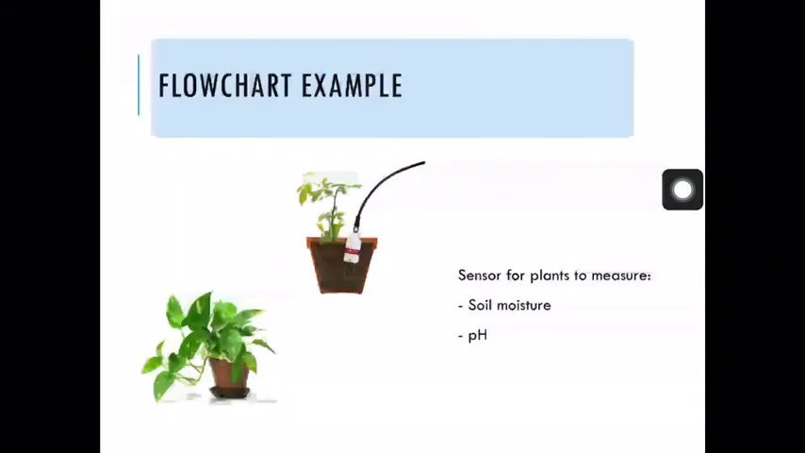So how can we relate this to your project? So for example, here we are going to do a project which is to measure the pH or the soil moisture for a plant. So for example, this is your project for your IDP, and you want to create a system that can measure the soil moisture or the pH for the plant in order to check the well-being of the plant.